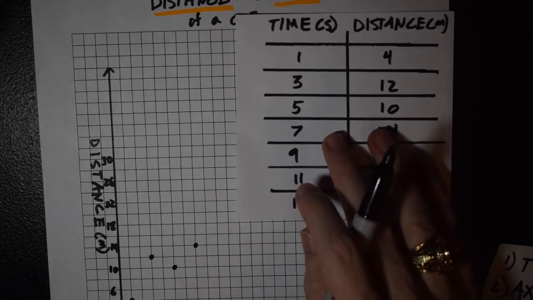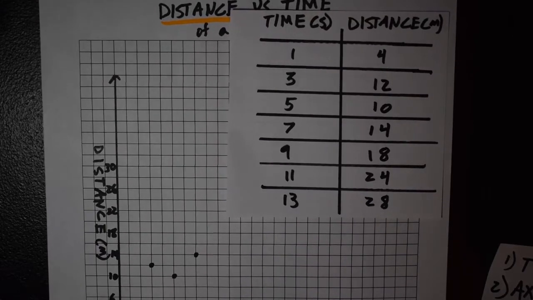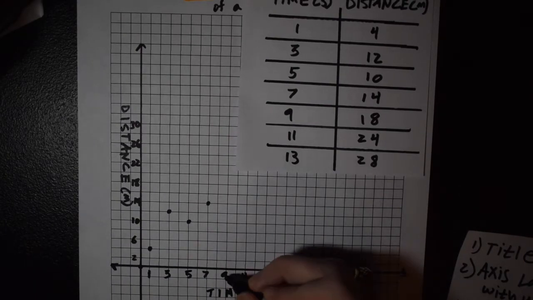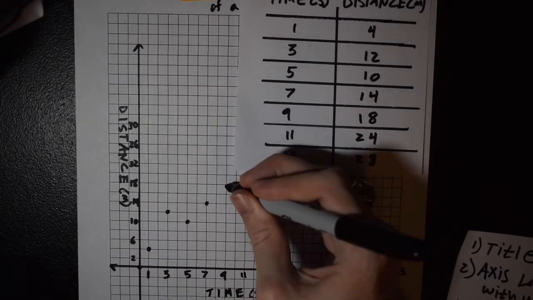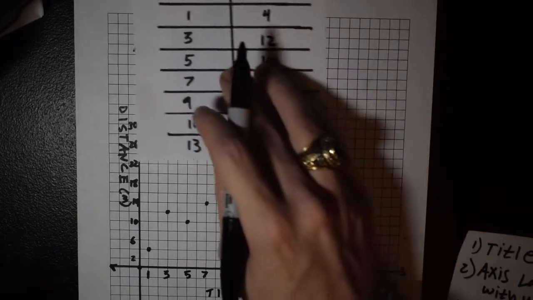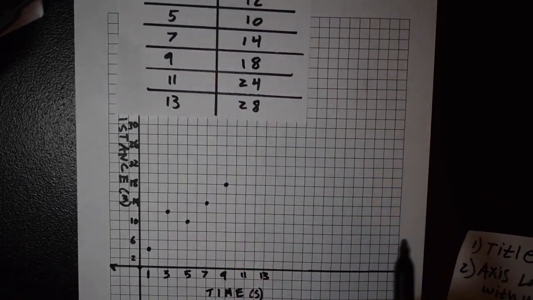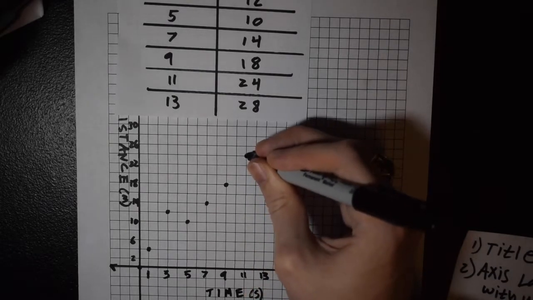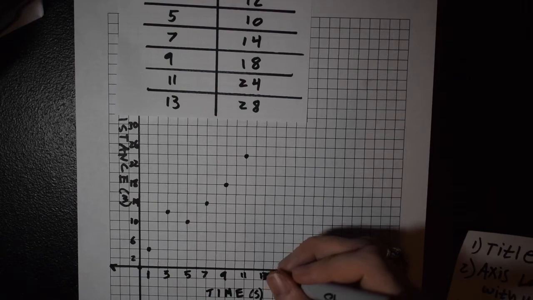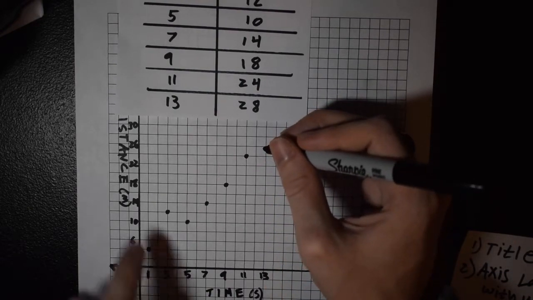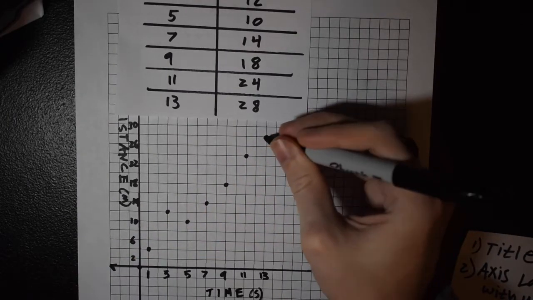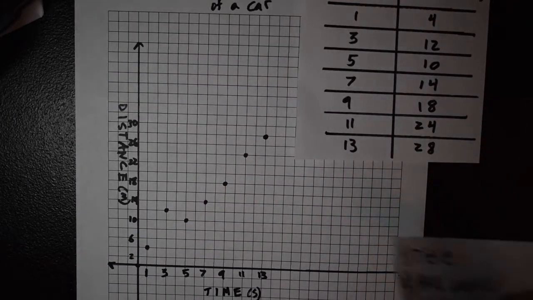9, 18. Let me move my data set out of the way. Let me zoom out so you can see it a little better. 9, 18, over to 9, up to 18. 11, 24. And 13, 28. 28 is here, right there. Awesome. So there we have it.